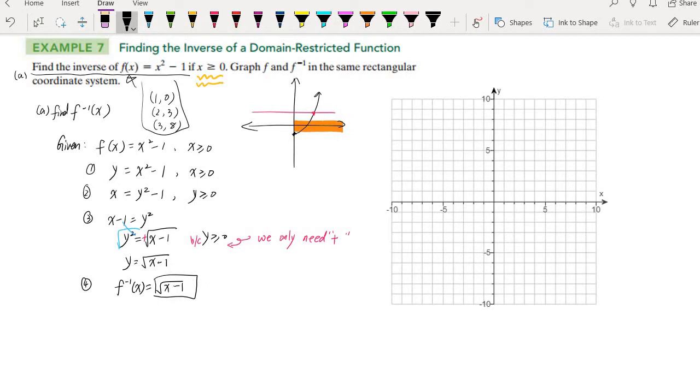So let's go ahead and plug it in. I'm going to have 1, 0. Let's plug in 0 as well, okay? If I have a 0, 0 squared minus 1, that's going to be 0, negative 1. Let's make sure to plot these points as well.